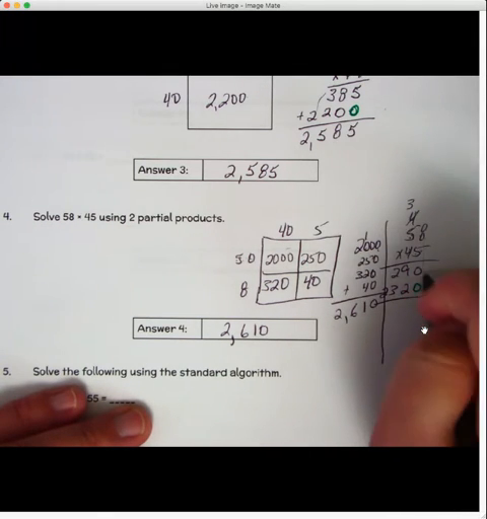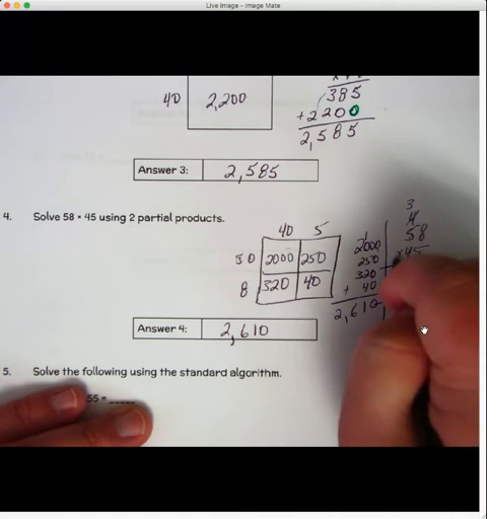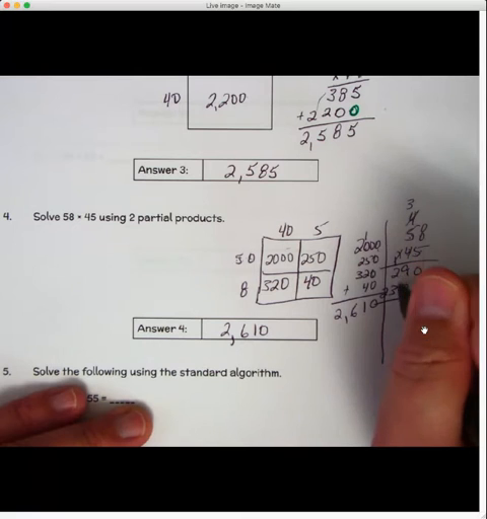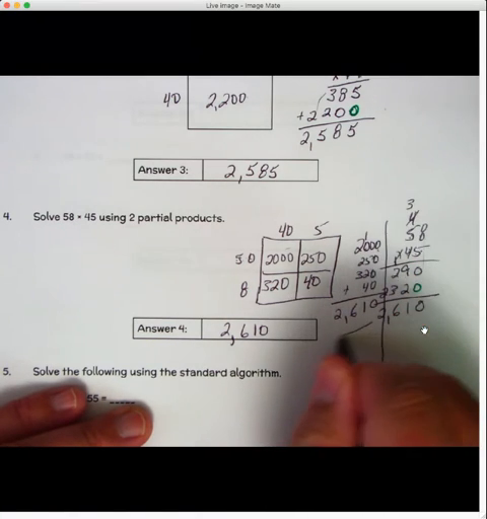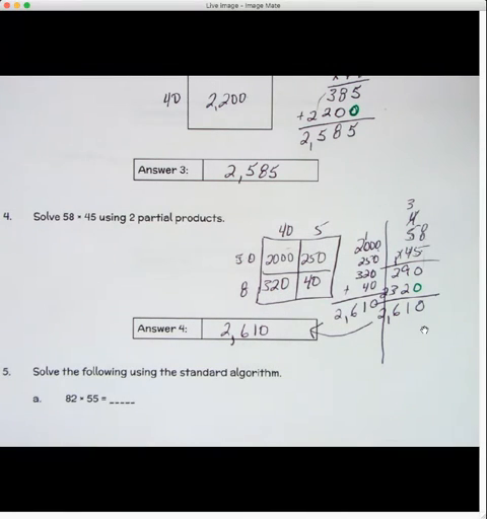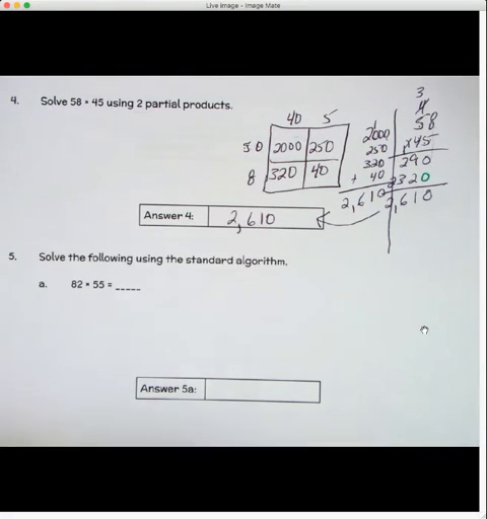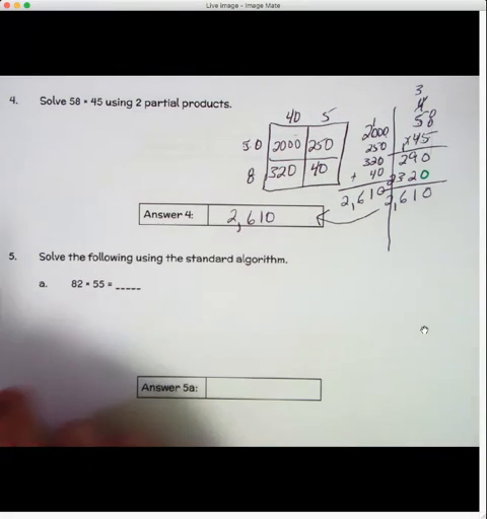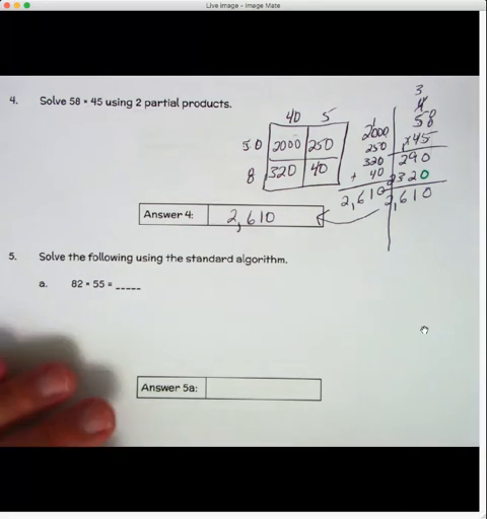And when we add, 0 plus 0 is 0. 9 plus 2 is 11. Put our 1 down, carry our 1. 1 plus 2 is 3, plus 3 is 6. And 2,610. Same answer. So you can do it either way, and you'll get the same answer, okay? All right, last one I'm going to work for you today. This is just the standard algorithm. Again, on your homework, if you want to use the area model, that's fine with me. If you want to do the standard algorithm to practice, that's fine with me too.